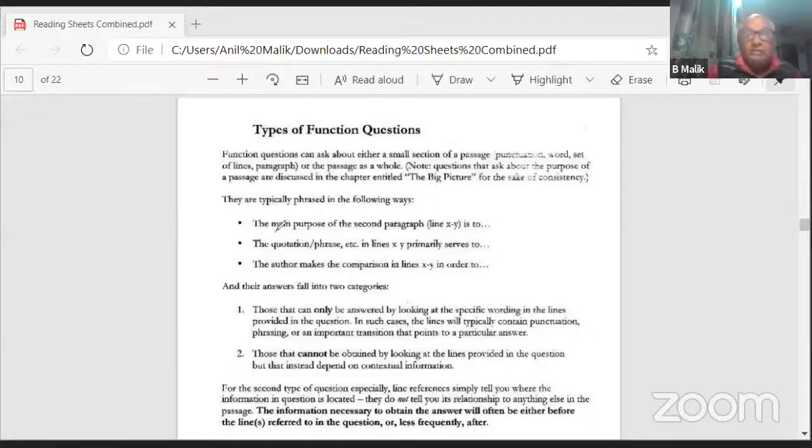It'd be worded like this: the main purpose of the second para is so and so, right? The quotation of the phrase in line so and so serves to do this. The author makes the comparison in line so and so to do this, right? This is how a function question is worded.